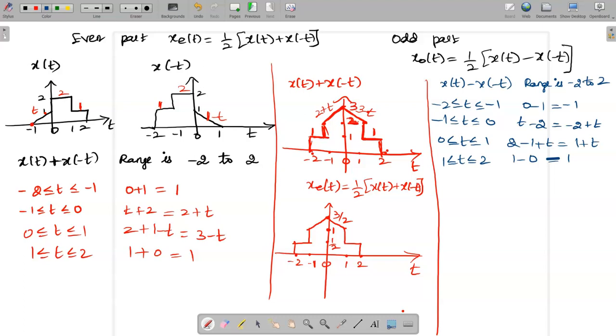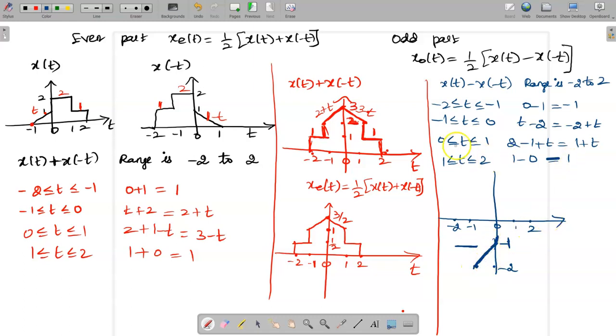So with this we have to draw x of t minus x of minus t. Minus 2 to minus 1, what is the value? It is minus 1, so a negative value. So from minus 2 to minus 1 you have a constant at minus 1. Minus 1 to 0, the value is minus 2 plus t. So from minus 2 you have to start, but it is increasing, plus t, so you have to draw like this.